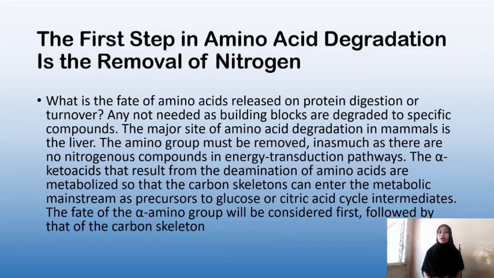What is the fate of amino acids released in protein digestion or turnover? Anything that is not needed as a building block is degraded into specific compounds. The major site of amino acid degradation in mammals is the liver. The amino group must be removed so there will be no nitrogenous compounds in energy transduction pathways. The alpha keto acids that result from the deamination of amino acids are metabolized so that the carbon skeleton can enter the metabolic mainstream. Therefore, the fate of the alpha amino groups will be considered first, followed by the carbon skeleton.